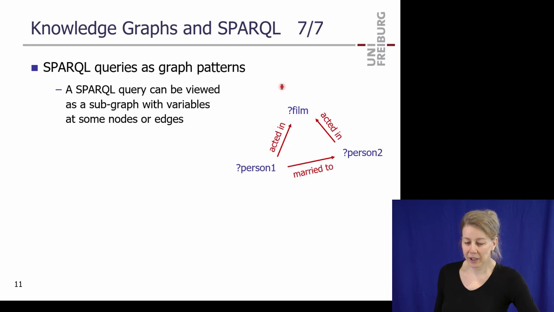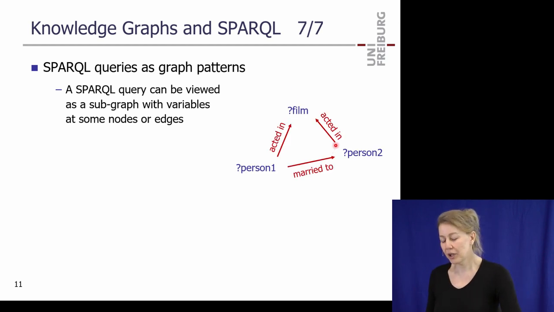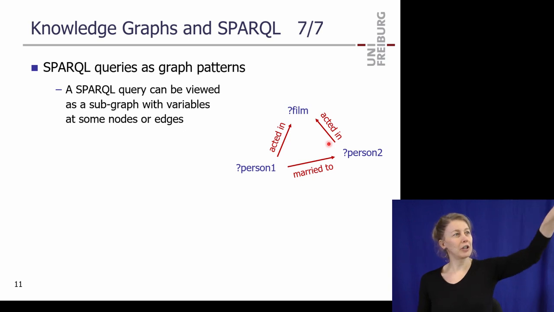So again, here's a picture. We are interested in people who are married and who act in the same film. You can also write that as a small graph. Here you have it, where in some places, and this could also be the predicates, but here it's the nodes, you put variables. You can think of this as a pattern, that's how it's called in the SPARQL world, or as a template. And now in your huge knowledge graph, you're looking where this pattern fits.